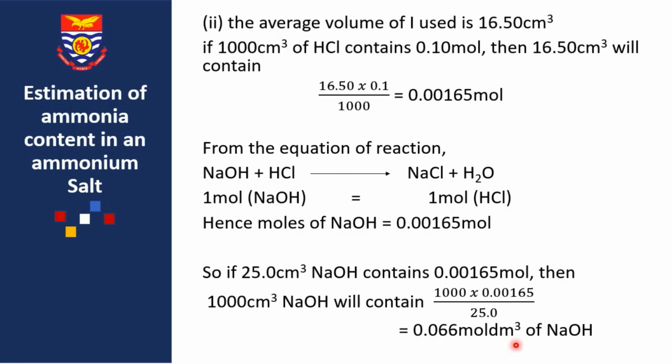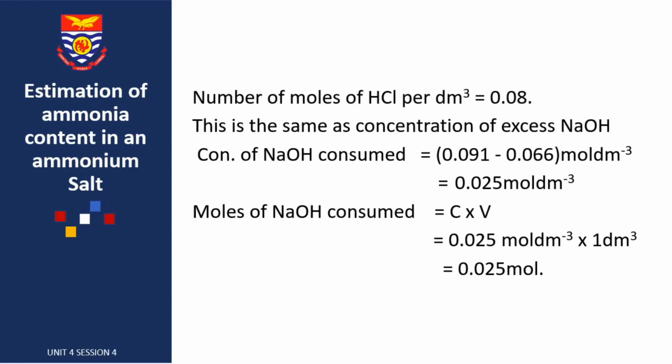Remember, we have already found the concentration of the sodium hydroxide before it was treated with the ammonium salt. So after it had been treated with ammonium salt, this is what was left. In order to know the concentration of this that was consumed, we just have to find the difference. So in finding the difference, we have 0.025 moles per dm cubed. How did we do that? We subtracted the excess concentration of the sodium hydroxide from the initial.